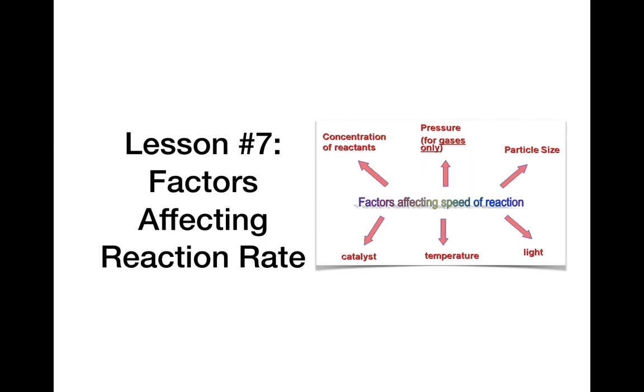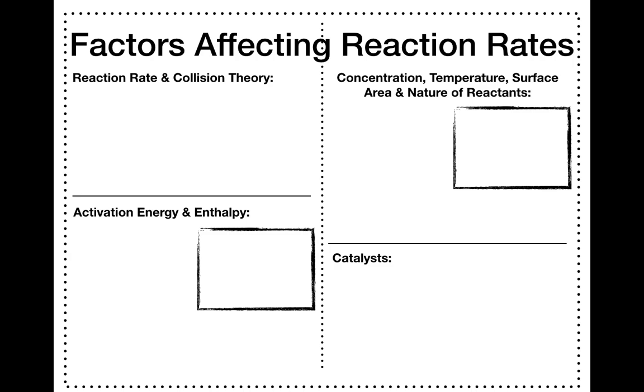So we're doing lesson number 7, factors affecting reaction rate. Here is the template for today, so you need to have space for reaction rate, collision theory, activation energy, concentration, temperature, surface area, nature of reactants, and then catalysts. There is a drawing for this one, but I think it'll take up more space than you have on this page, so I recommend using another page for that drawing. Unless, of course, you're doing digital notes, and then you can just find the same picture online, or take a screenshot of my video, which I know a lot of you do.